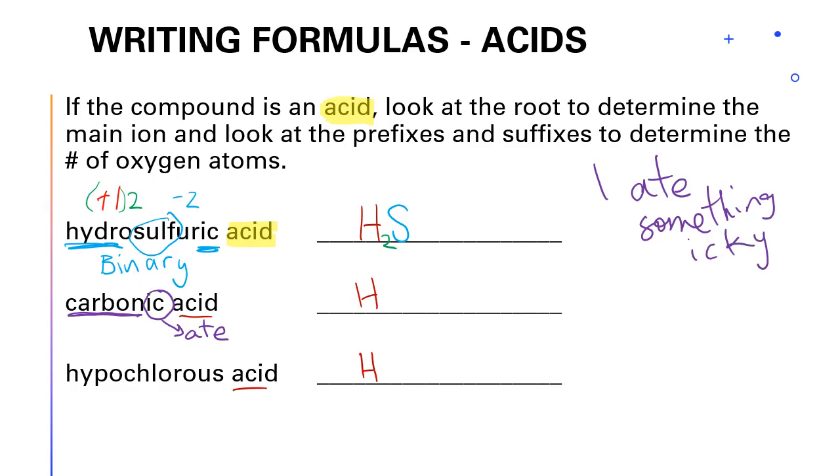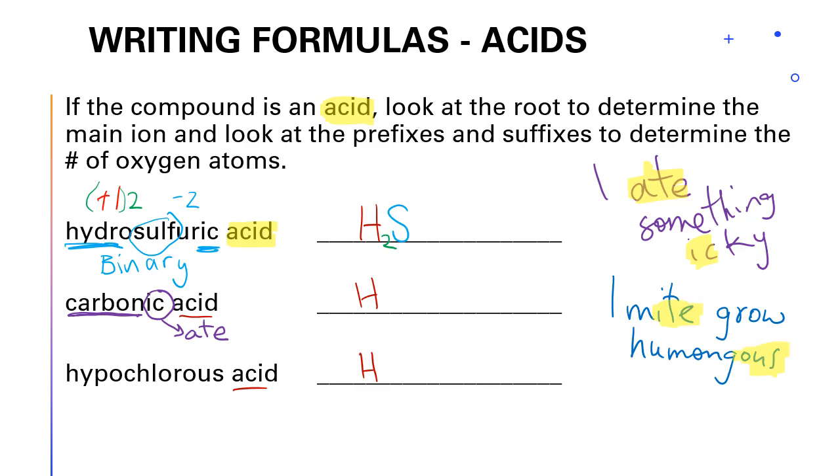An ic acid comes from an ate ion. Ate ic. I might grow humongous. So we've got ite and ous.